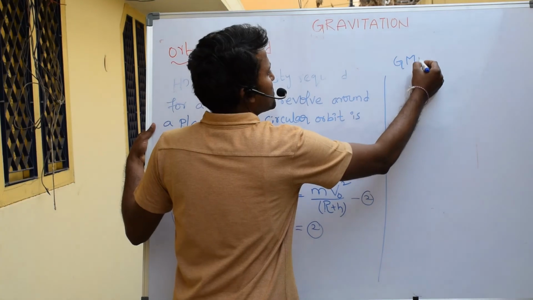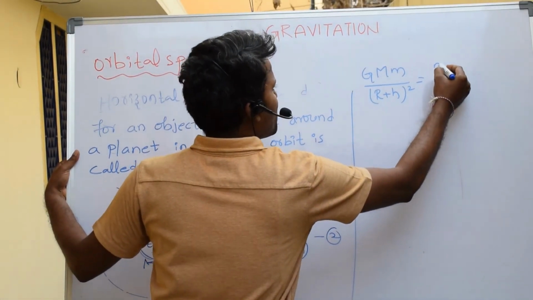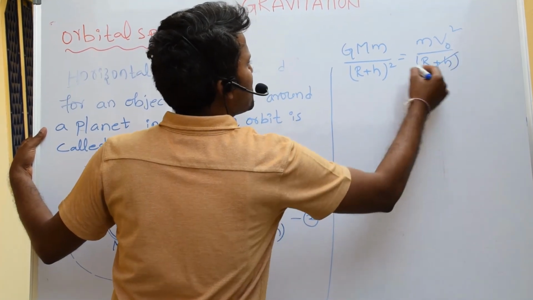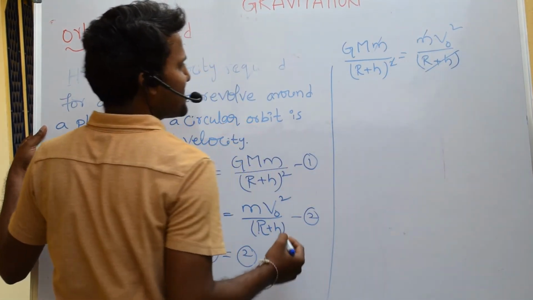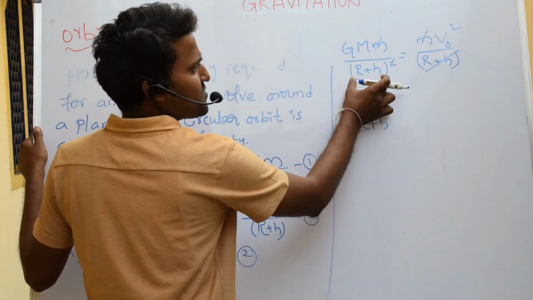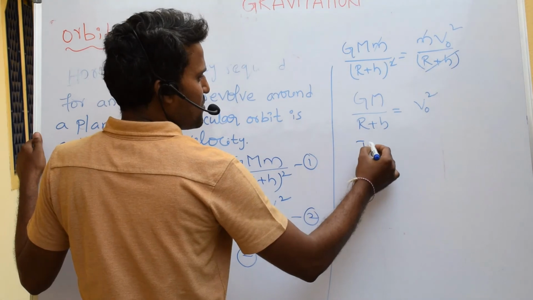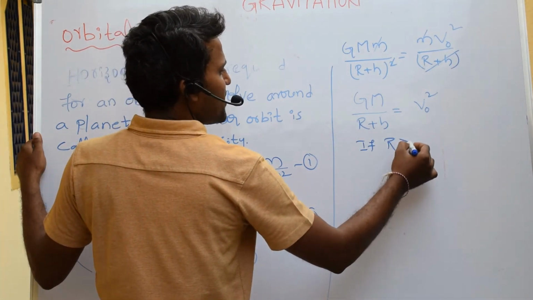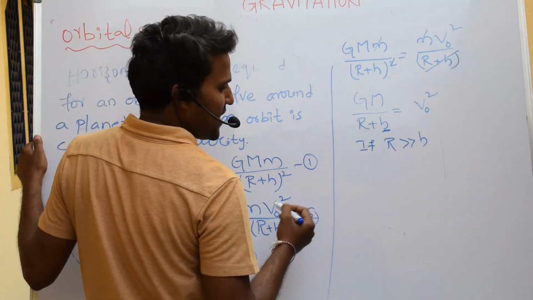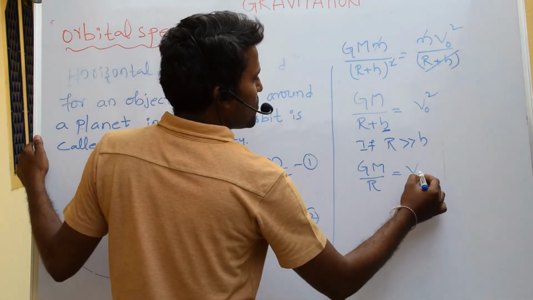G M m divided by r plus h whole squared is equal to m v naught squared divided by r plus h. Here r plus h gets cancelled, mass gets cancelled. The remaining terms are GM divided by r plus h equal to v naught squared. If r is very much greater than h, h can be neglected. So GM divided by r is equal to v naught squared.